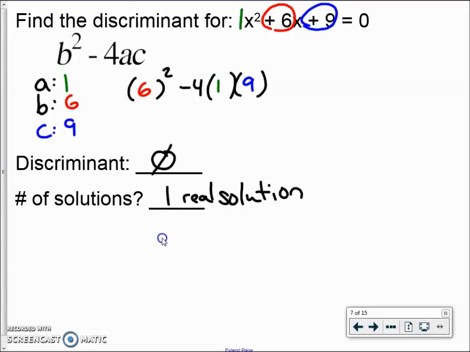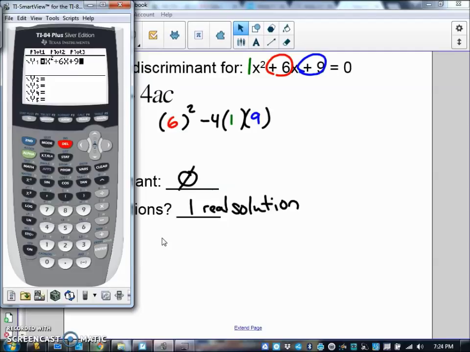If I were to graph this, I can see this very clearly. Putting my original equation into my calculator and graphing it, I see I have one real solution, and the vertex is also the x-intercept. I can prove that on my graph and my table as well. I see my vertex there is at -3, 0, and it is also my x-intercept.